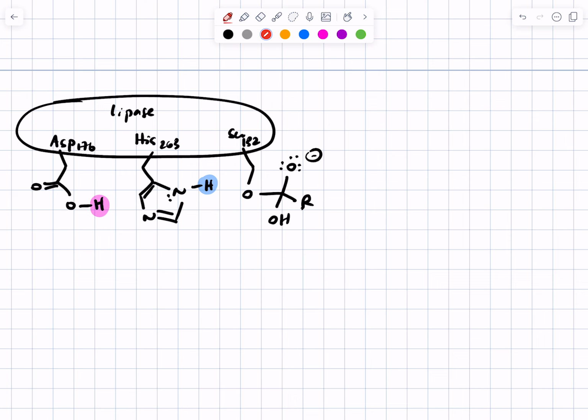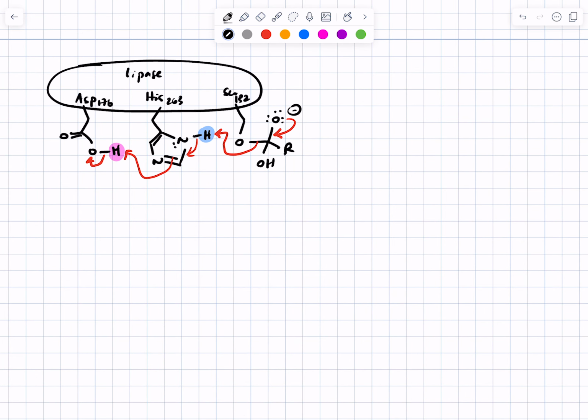ester. Then, as we've done before, leaving group, we're going to kick off the serine, negatively charged electrons kick back down. We're going to kick off the serine, and as it leaves, it's going to pick up the proton from histidine, which in turn is going to pick up the proton from aspartic acid. That's going to leave everything in lipase as it was at the very beginning.